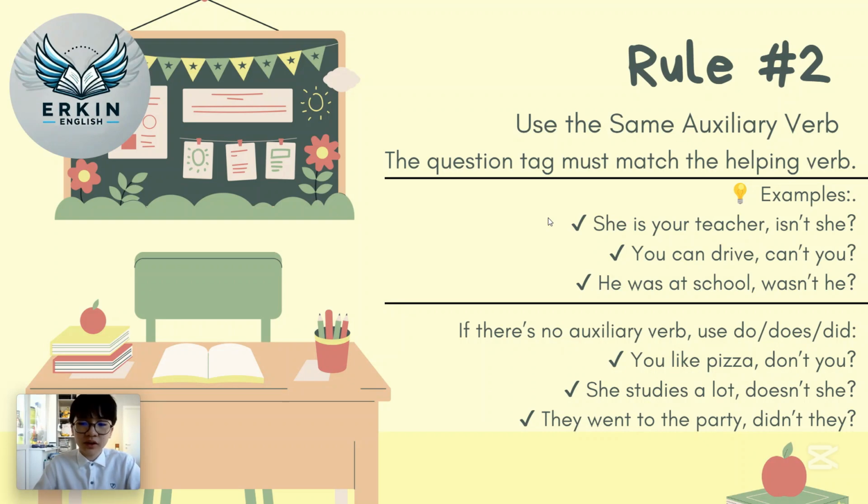But sometimes there's no helping verb in the sentence. In that case, we use do, does, or did. Let's say, you like pizza, don't you? There's no helping verb here, so we use don't you. She studies a lot, doesn't she? She studies, doesn't she? You get it.